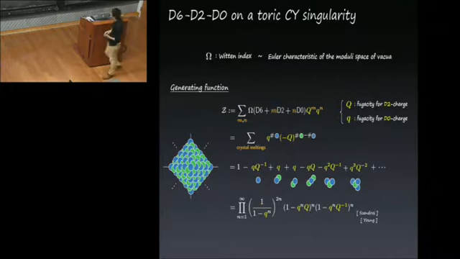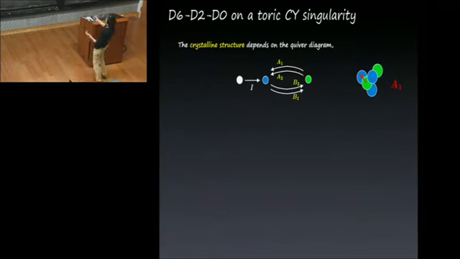This was studied by Szendrői, a young mathematician, about 5 years ago or something. So my message here is that when you calculate this generating function of the Witten index, then you always have this interesting sum over melting crystal. And if you consider D6, D2, D0 states, then you always have 3-dimensional crystal melting. That's the general property. And let me stress here that the structure of the crystal depends on the quiver diagram.